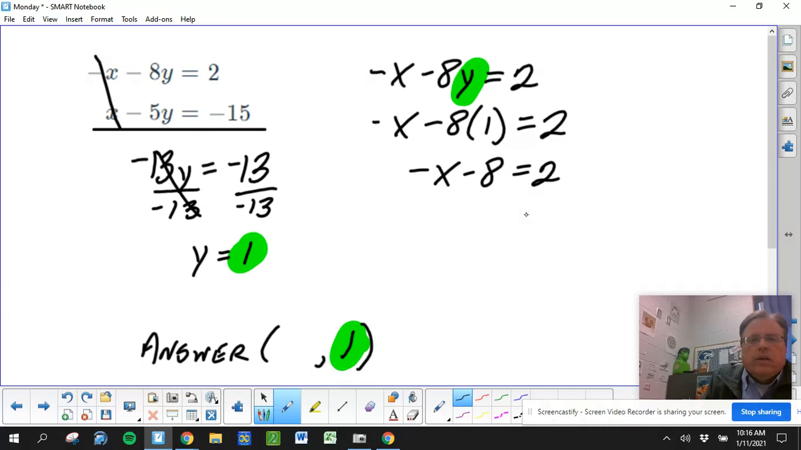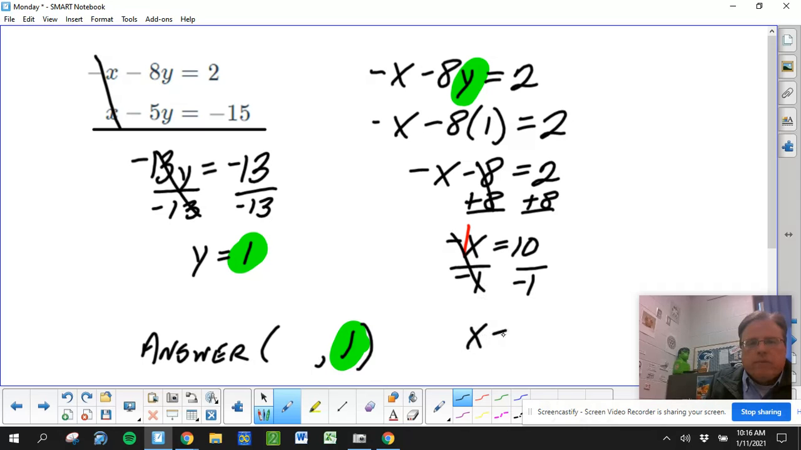Okay. Then we need to get x by itself, so we'll add 8. And we get negative x equals 10. Cool. Now that's understood to be negative 1x. So I need to divide both sides by negative 1 to get the x completely by itself. And we get negative 10. So I can write that in for my x value.